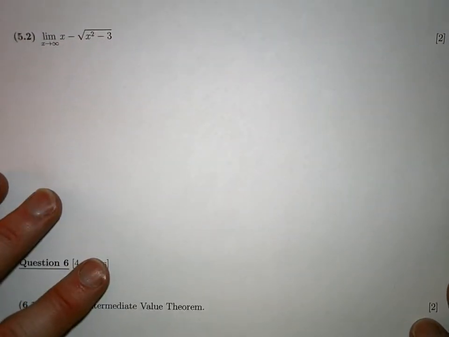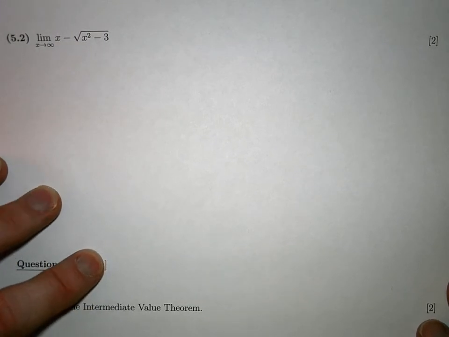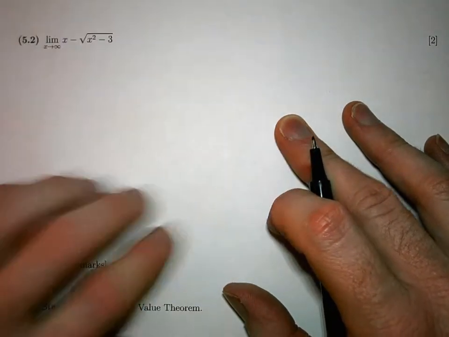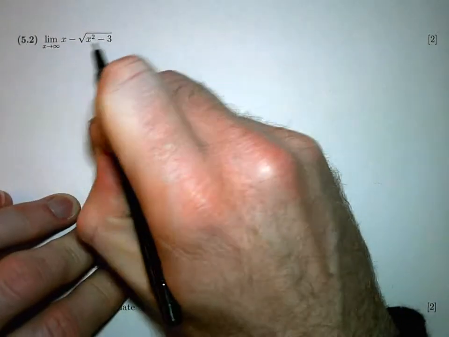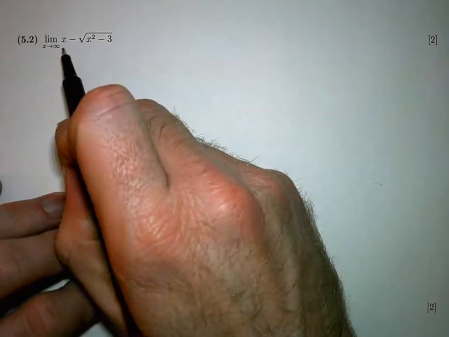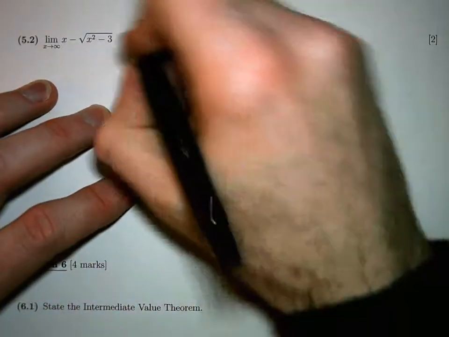Okay, 5.2 is a little bit more interesting. You were asked to find the limit as x approaches infinity of x minus the square root of x squared minus 3. And of course, x is approaching infinity, and the square root of x squared minus 3 is also approaching infinity, so you end up with infinity minus infinity, which is one of these indeterminate forms.